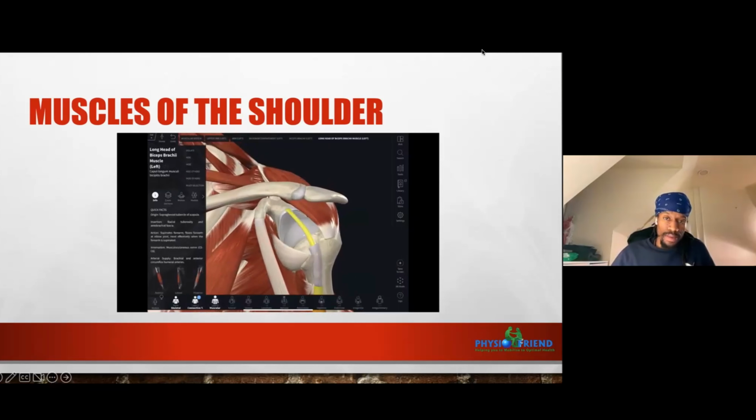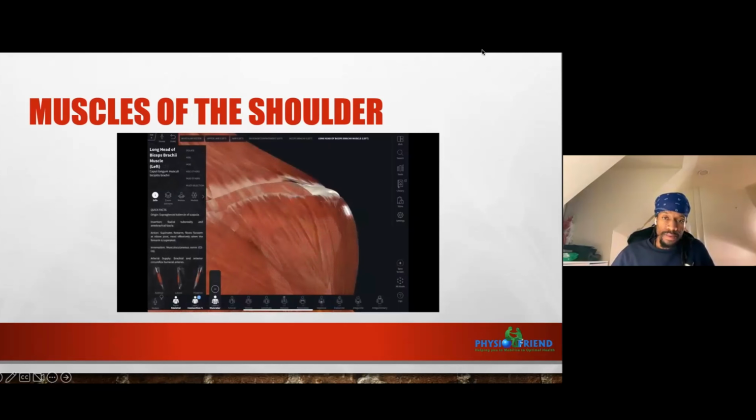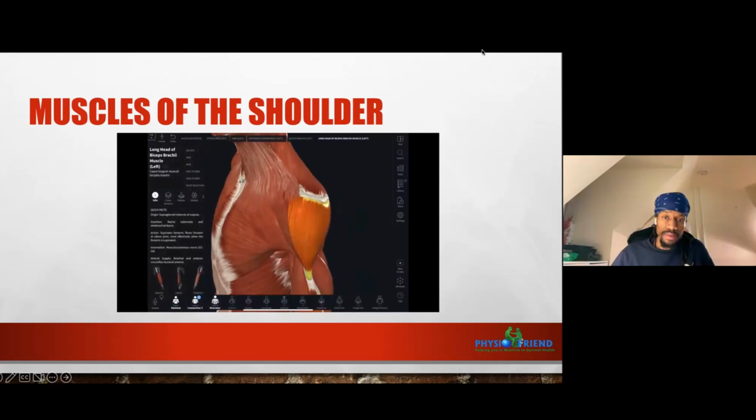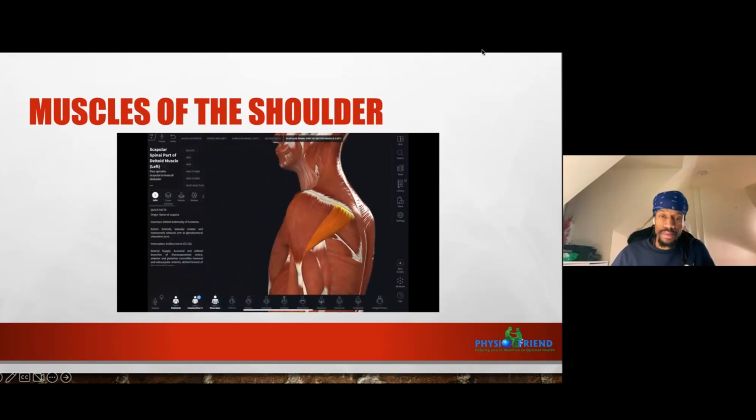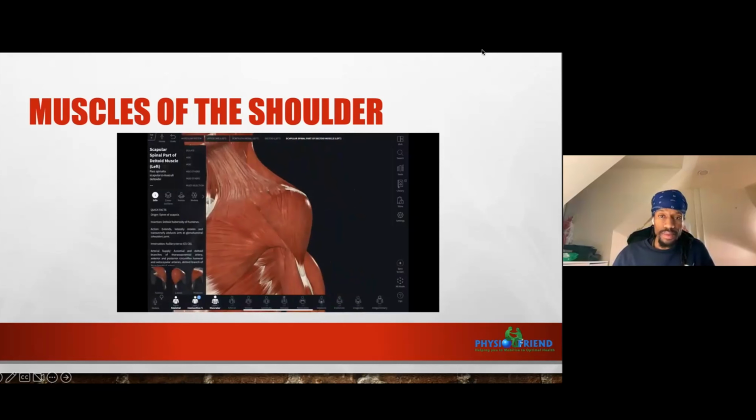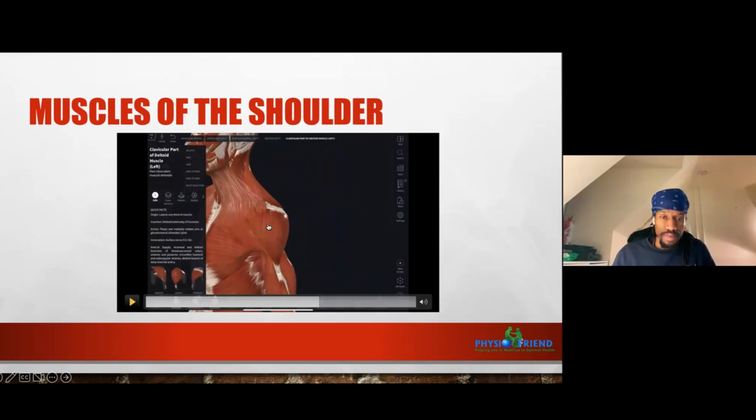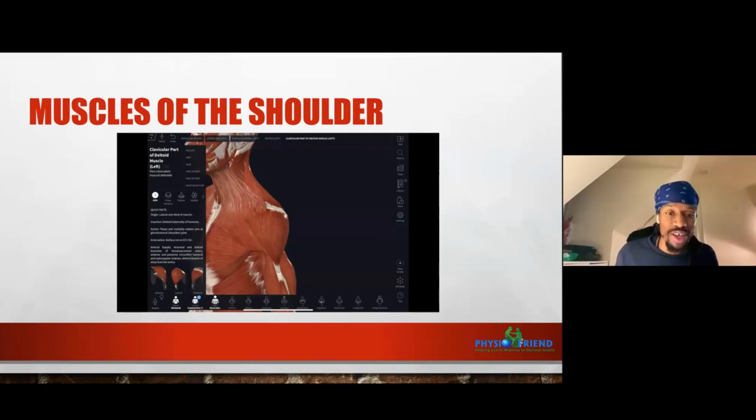Just to show you there, that is the long head of the biceps attaching to that labrum. So you've got the deltoid, with the lateral fibers, the posterior fibers, and the anterior fibers of the deltoid. Remember, these deltoids are producing a lot of the big movements of the shoulder, whereas the smaller ones inside, the infraspinatus, supraspinatus, etc., are the ones producing more of the stability. So everything works in togetherness, which is why it's called the shoulder complex.